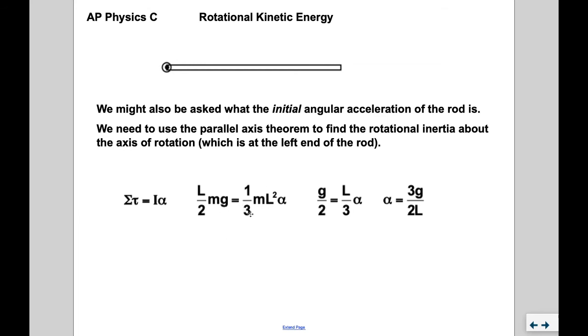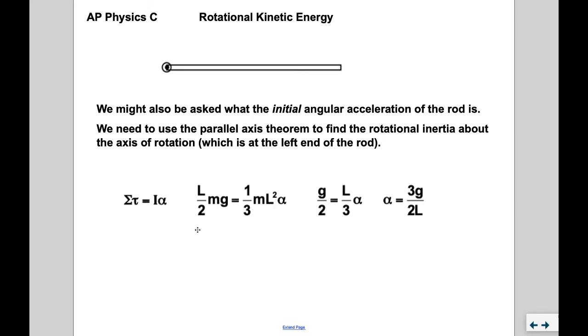On the right, we have the rotational inertia that comes about by applying the parallel axis theorem. So what we have is 1/12 ml squared, which is a rod about an axis through its center of mass, plus mh squared. H in this case is L over 2. We square, we get L squared over 4. When we add those terms together, we get 1/3 ml squared. So there's the I term, and there's my alpha.